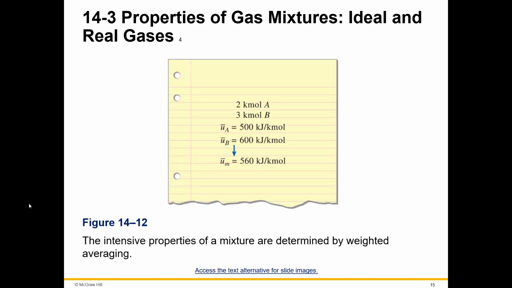Okay, and then here it is. The intensive properties of a mixture are determined by the weighted average. So here, if you want to find the intensive properties, because it's on a mass and molar basis, we need to determine it by the weighted average.